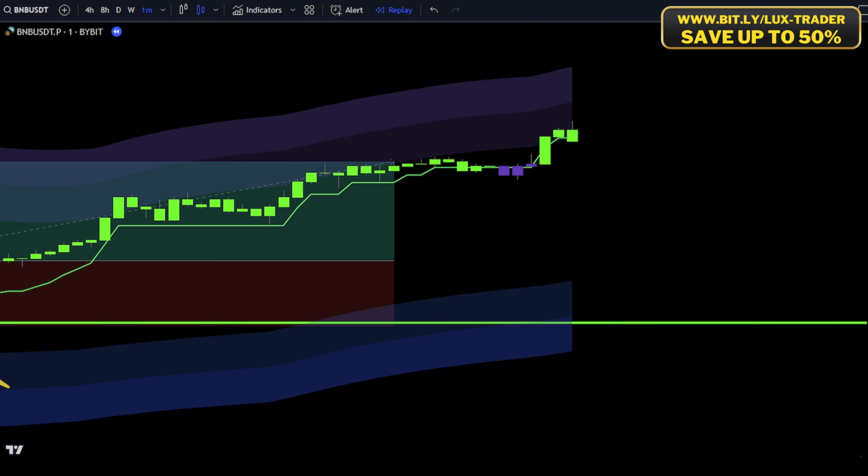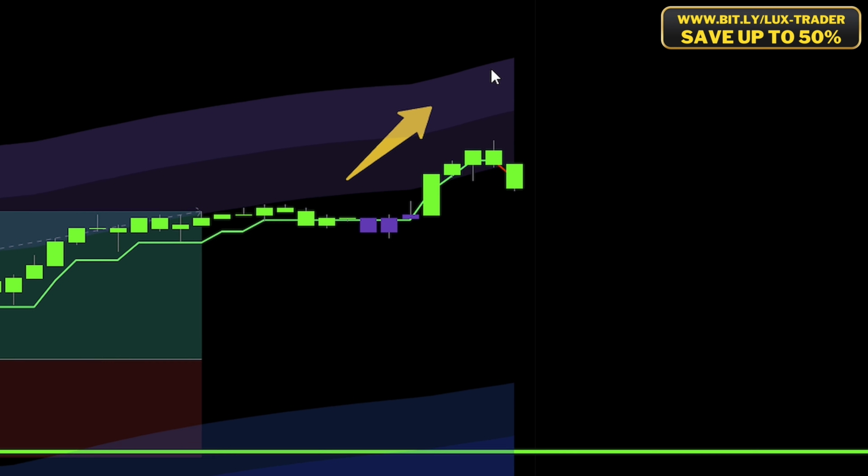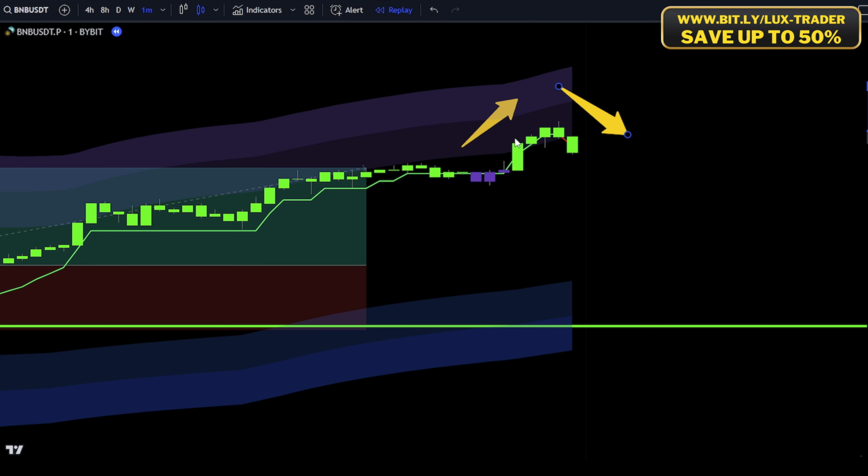To initiate a short trade, 2 conditions must be met. First, you want to wait for the price action to get rejected off the upper reversal zone. The upper reversal zone is this band right here, which is usually colored in red by default. I just changed the colors to purple. For a rejection to be valid, at least one candlestick needs to touch or enter the band with its wick or candle's body, and then completely exit this band.